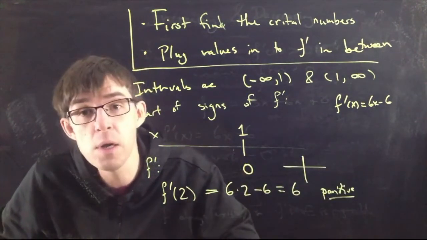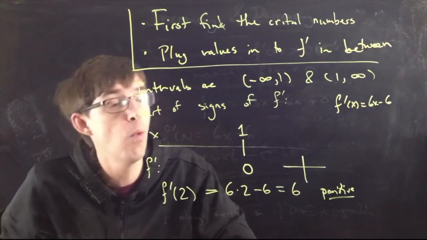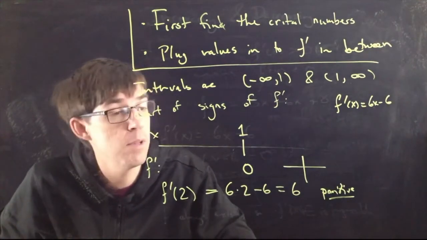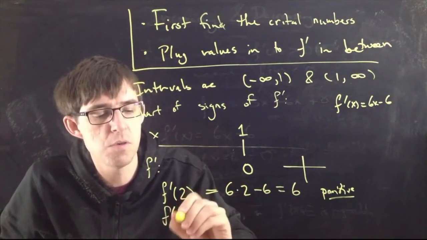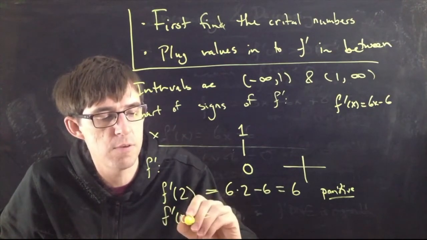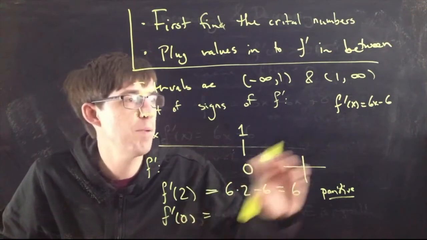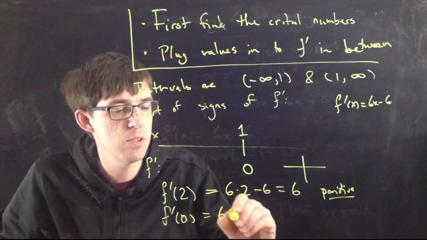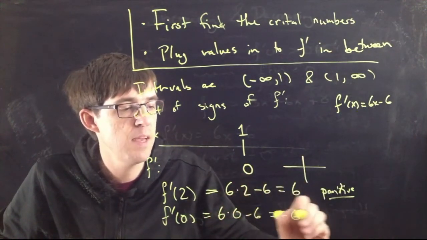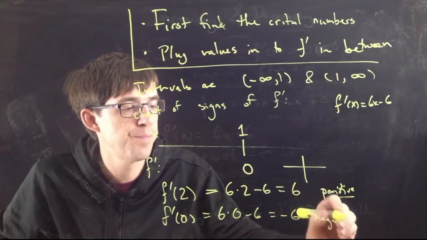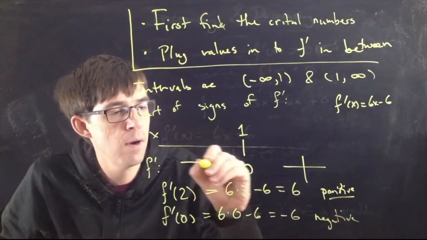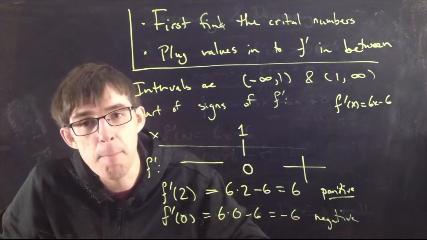What about to the left of 1? What's your favorite number less than 1? I'm going to tell you my favorite number less than 1 is 0. You should always use 0. 0 is typically very easy to plug into various different functions. F prime of 0, I plug in over here: 6 times 0 minus 6 is negative 6. This is negative. And so over here, that is a big minus sign.